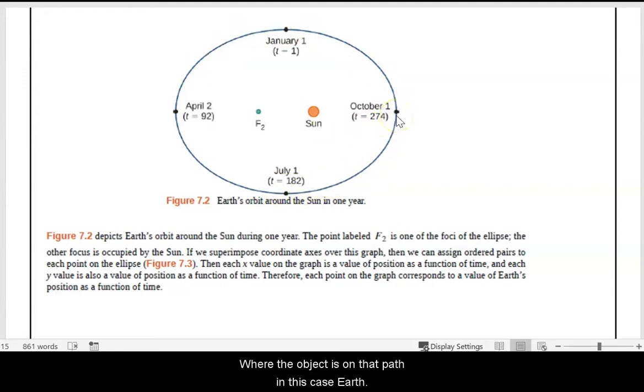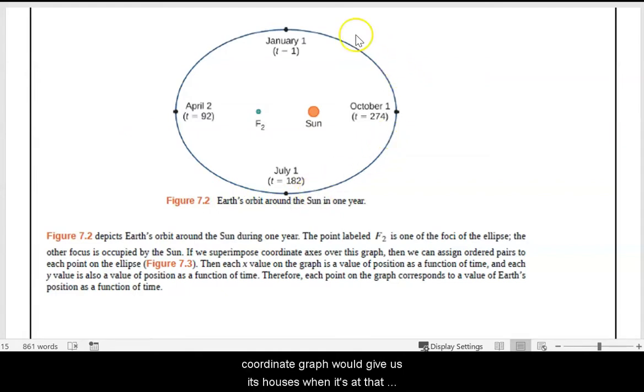Where the object is on that path, in this case Earth, can be given in terms of what the date is. So for example, if on January 1st, the Earth is here, and on April 2nd, the Earth is here, we not only know where on its elliptical path the Earth is, but also when it is there and in what direction it's traveling. In this case, the Earth is traveling about the sun in a counterclockwise orientation. This gives us more information than a simple XY coordinate graph would give us.